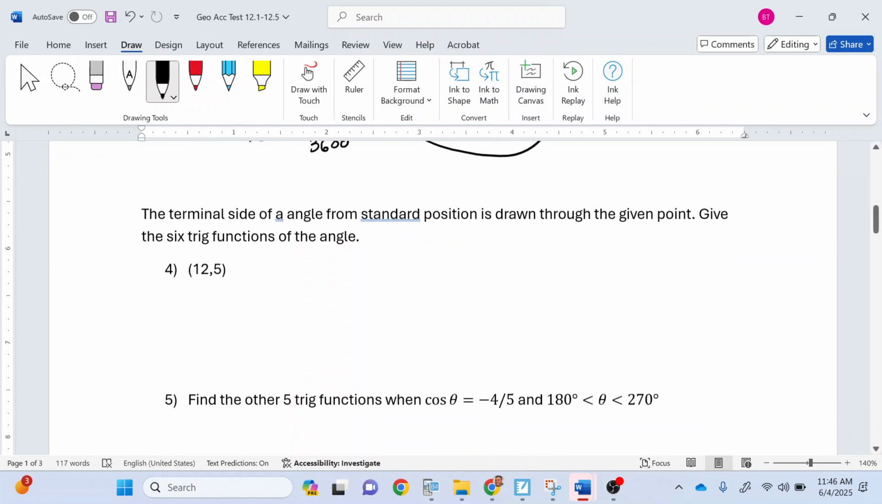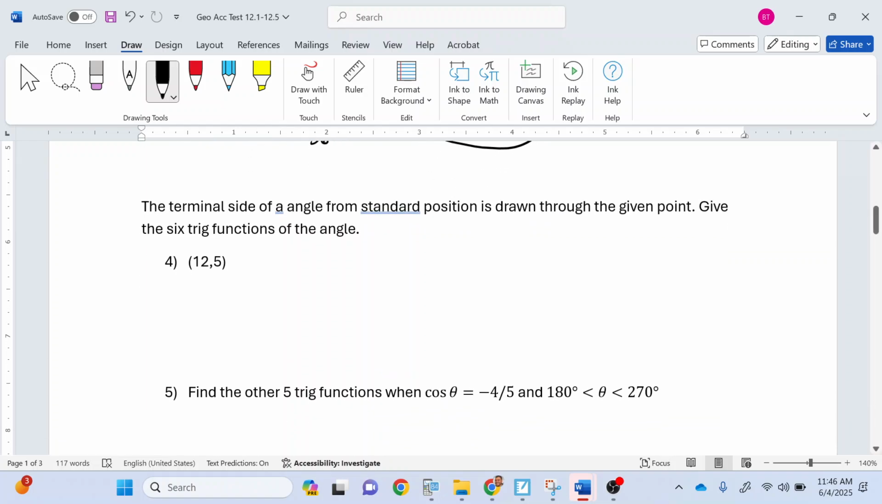All right. From the terminal side of an angle, I can't believe that's been there the whole time, of a standard position is drawn to the given point. Give the 6 trig functions. So since this is 12 comma 5, I know it should be in the first quadrant, where I go 12 to the right and 5 up. There's some point over here, 12 comma 5. If I draw a line from the origin to that point, I get this diagonal line, and this forms a nice little right angle.